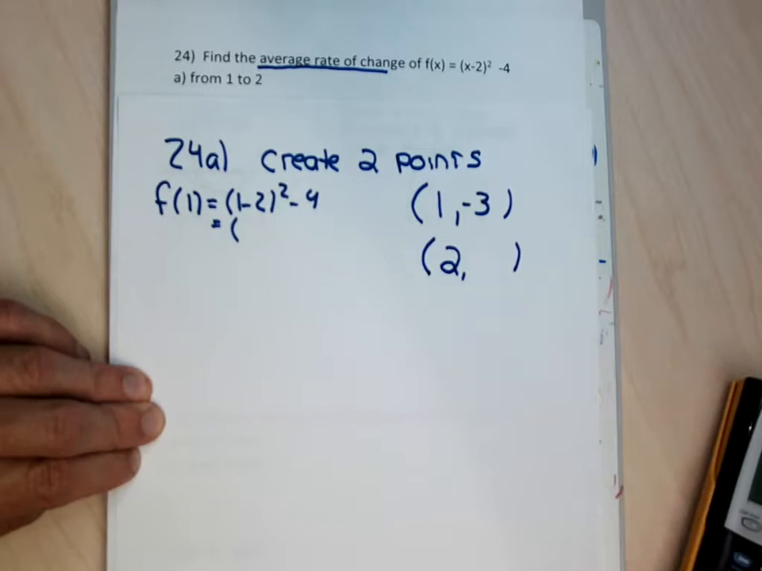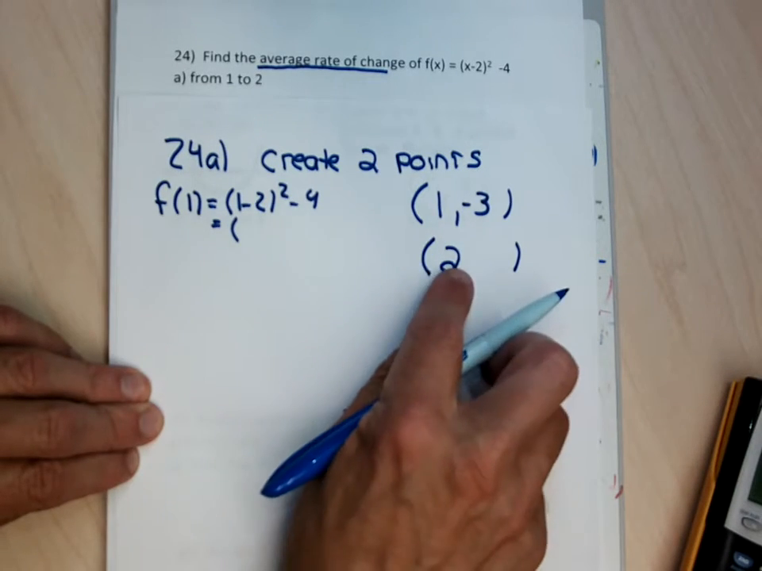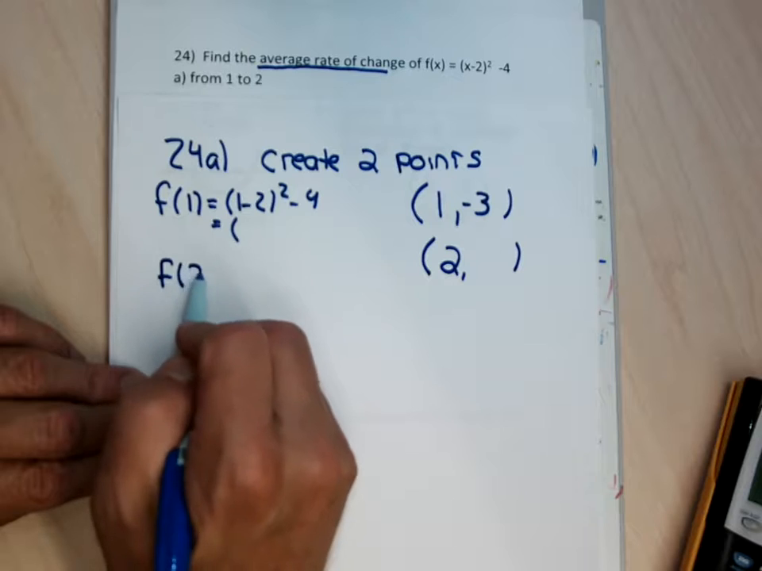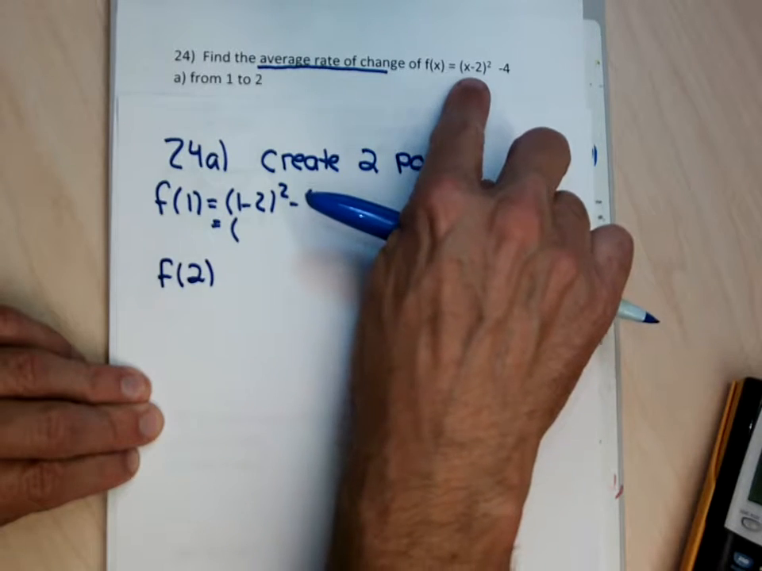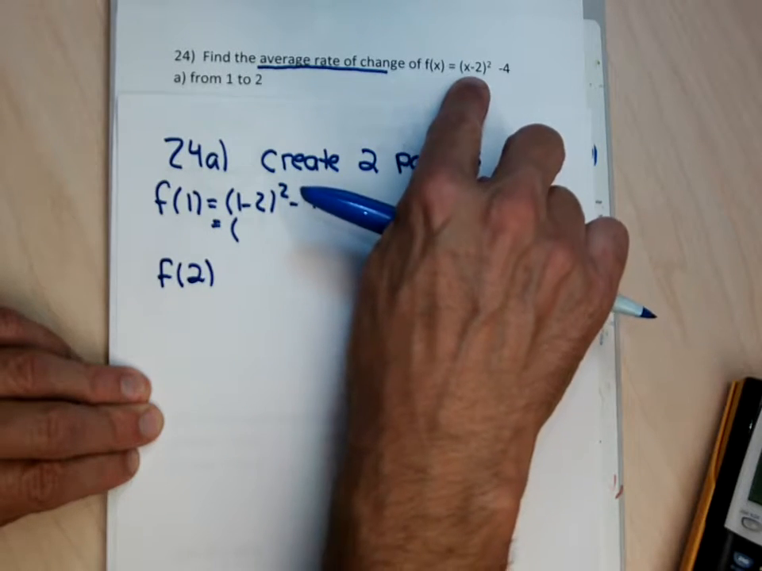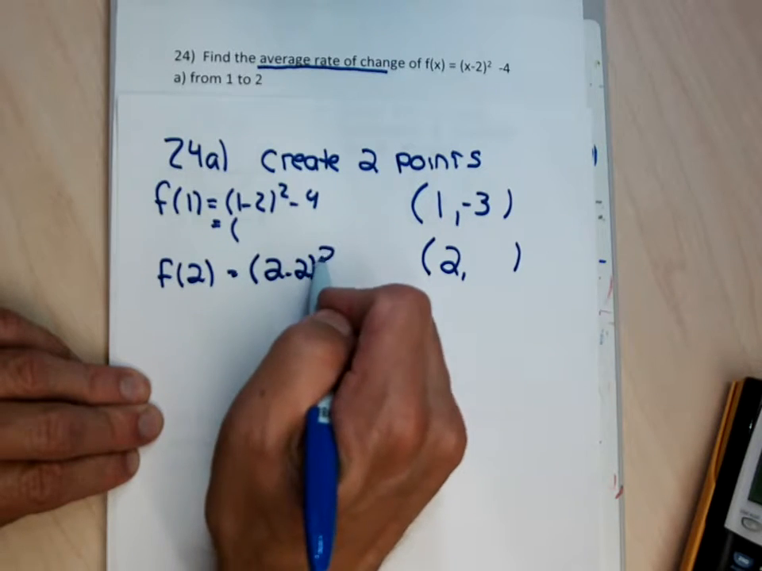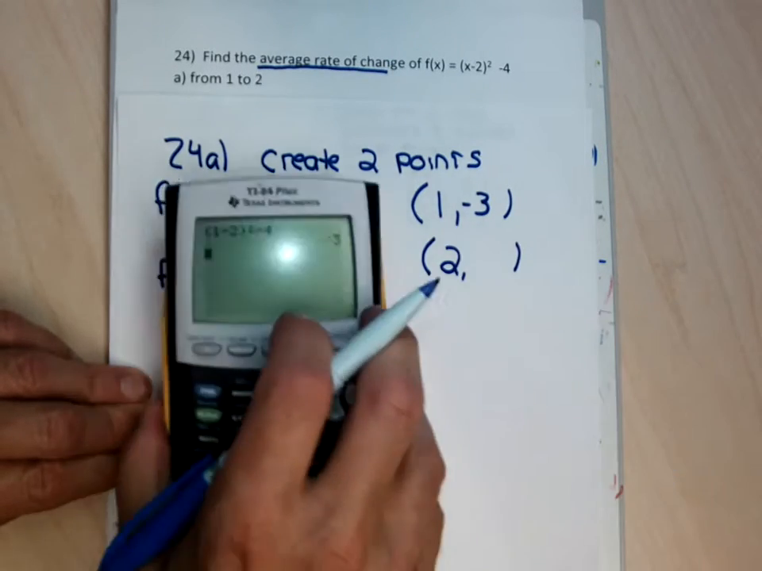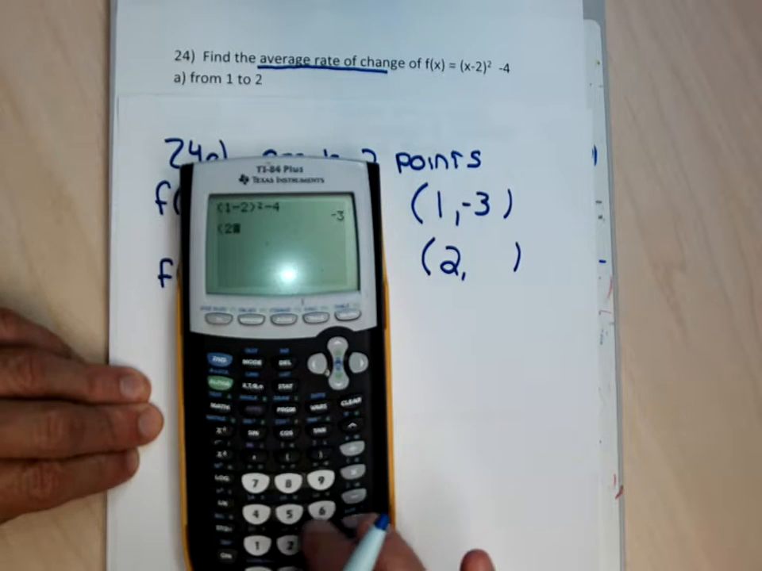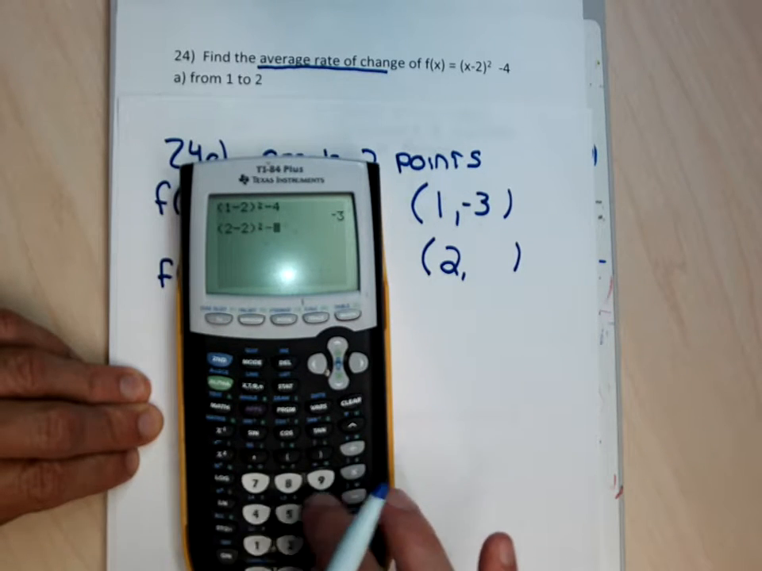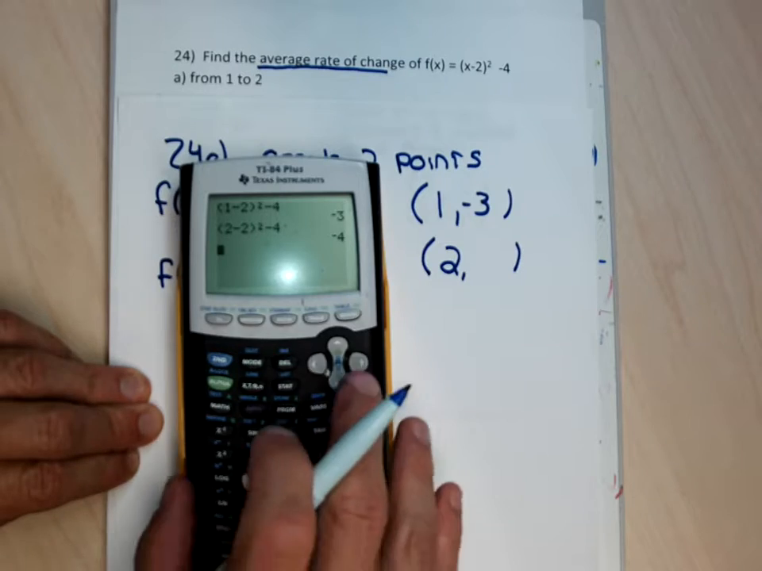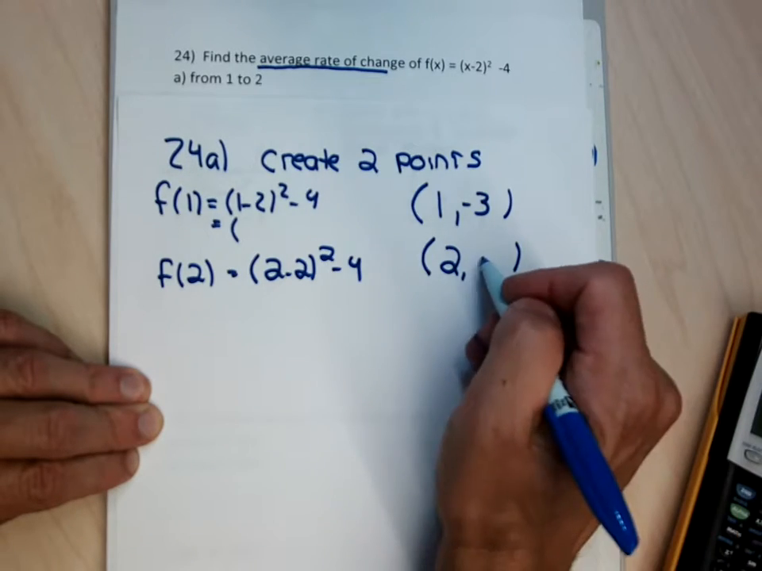Then I'll move on to the second point. To find its y, I'm going to find f of 2. To find f of 2, I plug a 2 in for that x, and I'm going to get 2 minus 2 squared minus 4, and f of 2 is going to be what? (2 minus 2) squared minus 4, and that's going to be -4. So that's going to be the y coordinate of my second point.